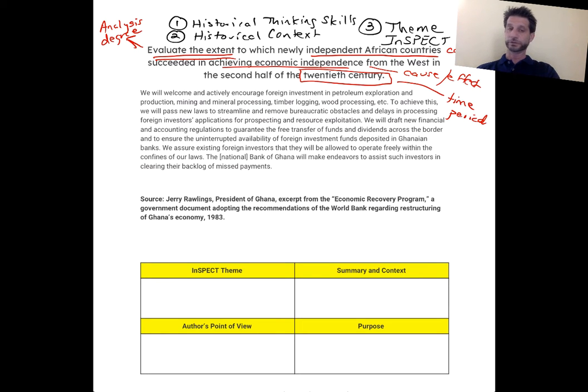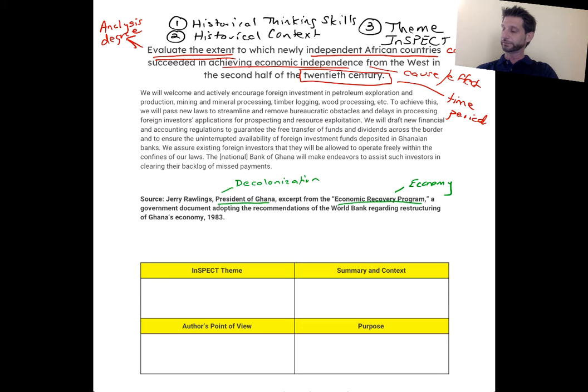Next thing we want to do is go to the source. We've got the source down here. Let's change up the color a little bit. So we come down here to the source, and who's this guy, Jerry Rawlings? I have no idea, but I do know that he's the president of Ghana. That already tells me something, because I remember this is about decolonization. So now I've got an idea behind that. It's an excerpt from the Economic Recovery Program. Nice, so there's my theme, right? I know this is going to be about the economy.